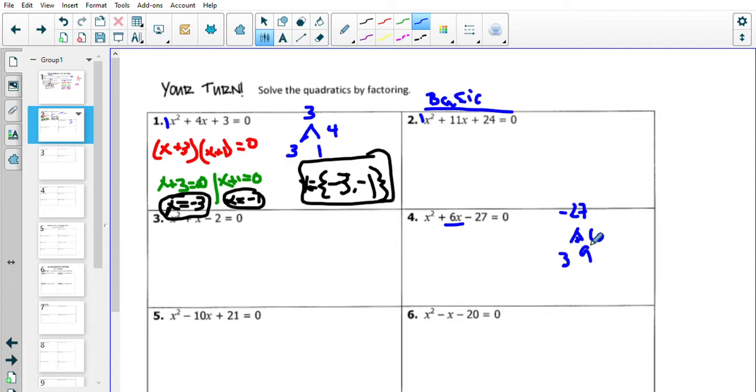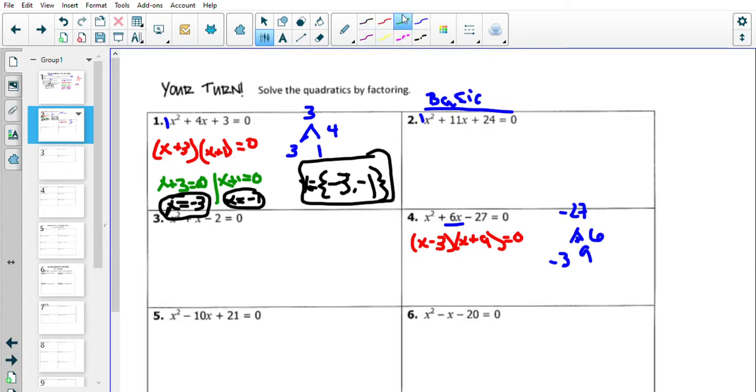But which one of these has to be the positive one and which one has to be the negative? Well, because my addition is positive, that means my bigger number has to be positive. So the 3 has to be negative. Okay, so let's write our factors. We have x minus 3, and we have x plus 9, is equal to 0.